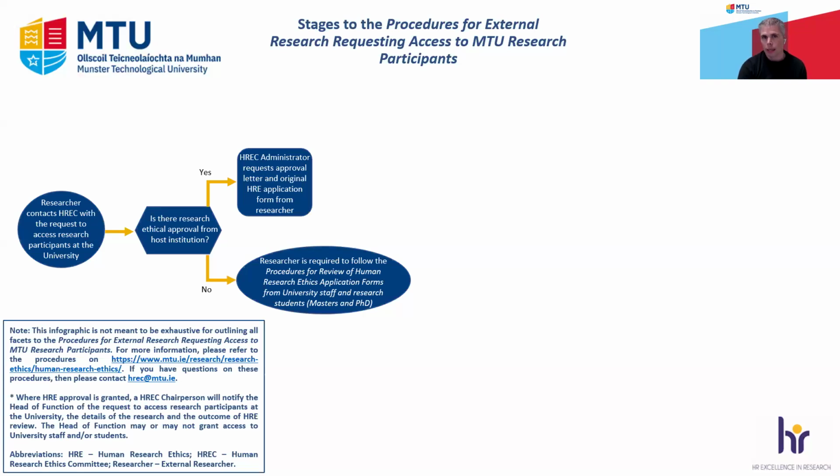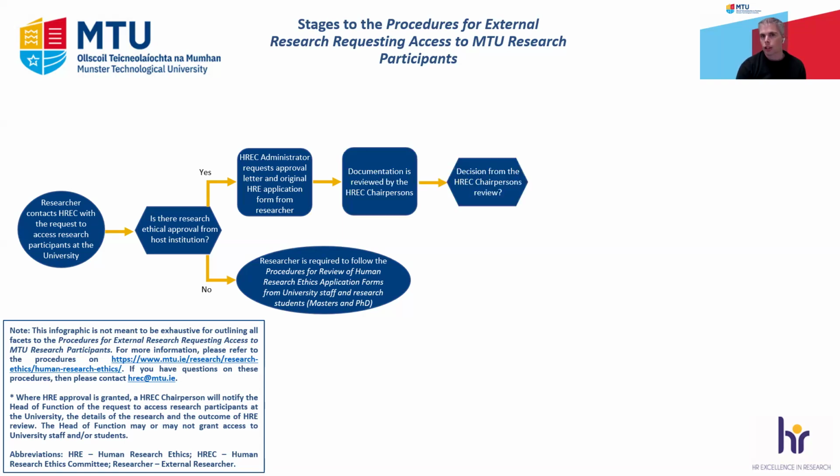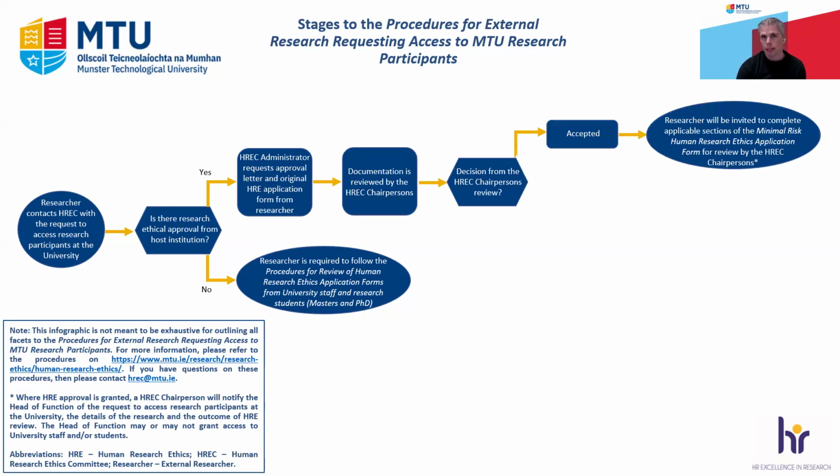So then Sinead would ask, can we have your ethics application form? Can we have your letter of approval from your host institution? And then she would send that to the chairperson. So this does not need to go to the ethics committee as a whole. It goes to the chairpersons. The chairpersons make a decision based on the review that they have, and the decision will be to accept the ethical approval from the host institution, which means the researcher then completes the minimal risk form, but only certain sections of it, not the entire form, because they already have the ethical approval.